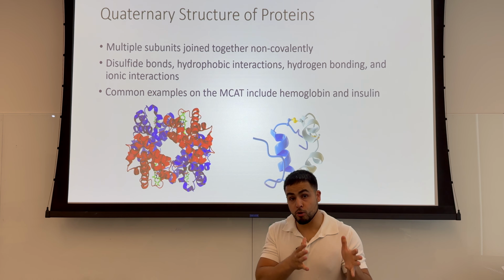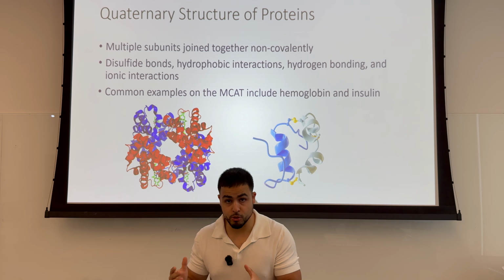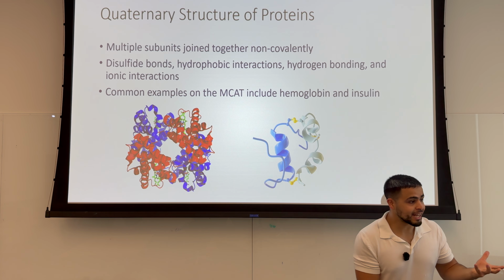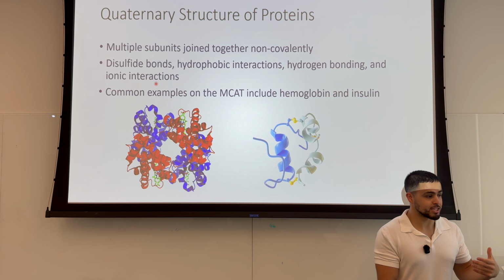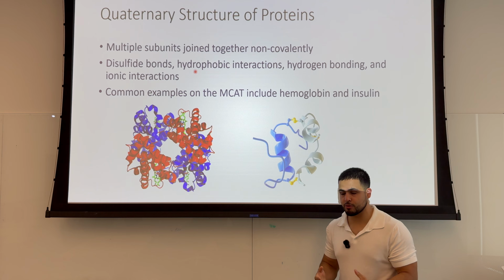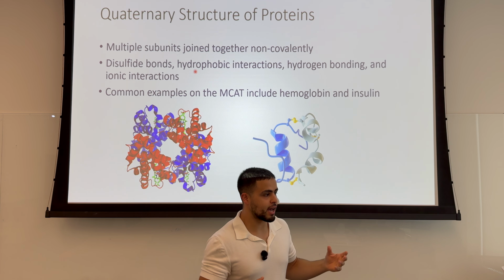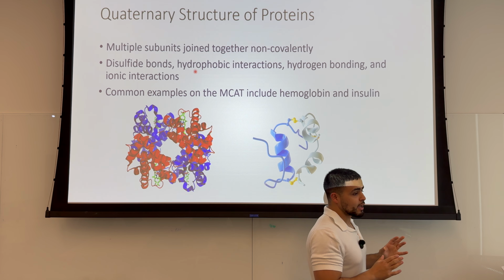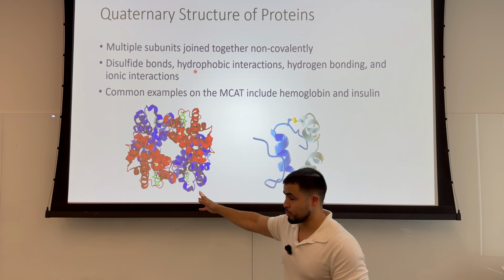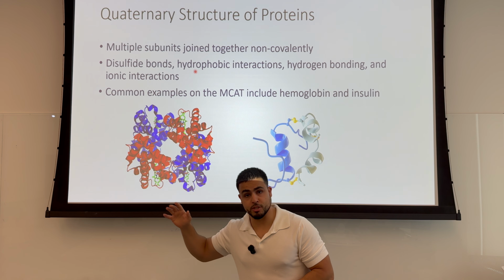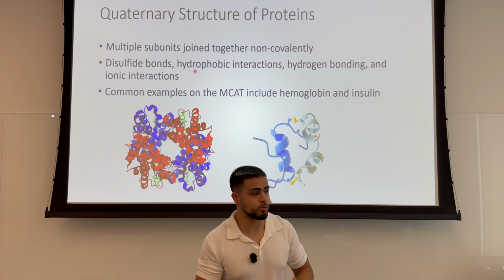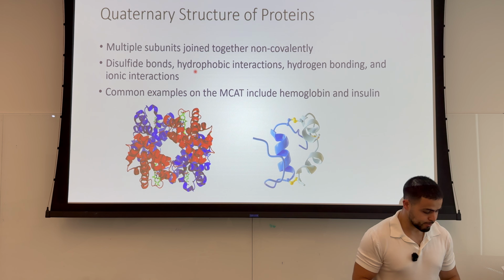So if you have multiple polypeptides or multiple subunits joining with one another, then you have what's called a quaternary structure. And again, they're joined together by similar interactions as the tertiary structure, so disulfide bonds, hydrophobic interactions, hydrogen bonds, and ionic interactions. And then common examples that do show up on the MCAT are the hemoglobin protein. Recall the example we gave earlier with sickle cell disease. And then you also have insulin, which is composed of 2 subunits joined together via disulfide bonds.